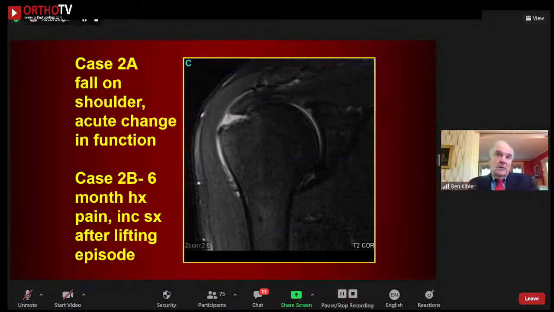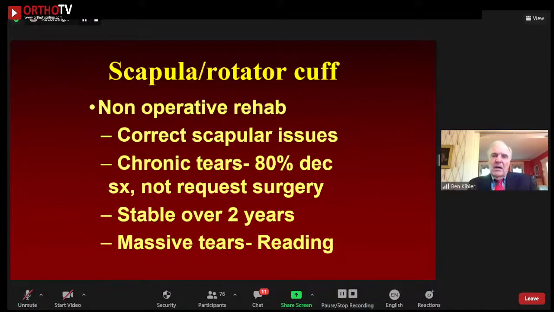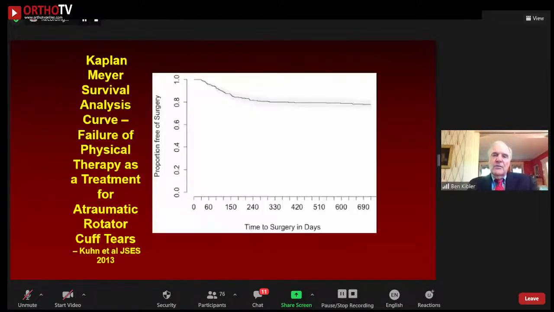This is where, whether it's an acute injury or a chronic injury, they actually have rotator cuff disease. There are lots of patients who will do well with scapular-based rehabilitation, change their symptom pattern, and do not need surgery. Non-operative rehabilitation to correct scapular issues in chronic tears shows an 80% decrease in symptoms, and these patients do not need surgery. And this is stable over 2 years.